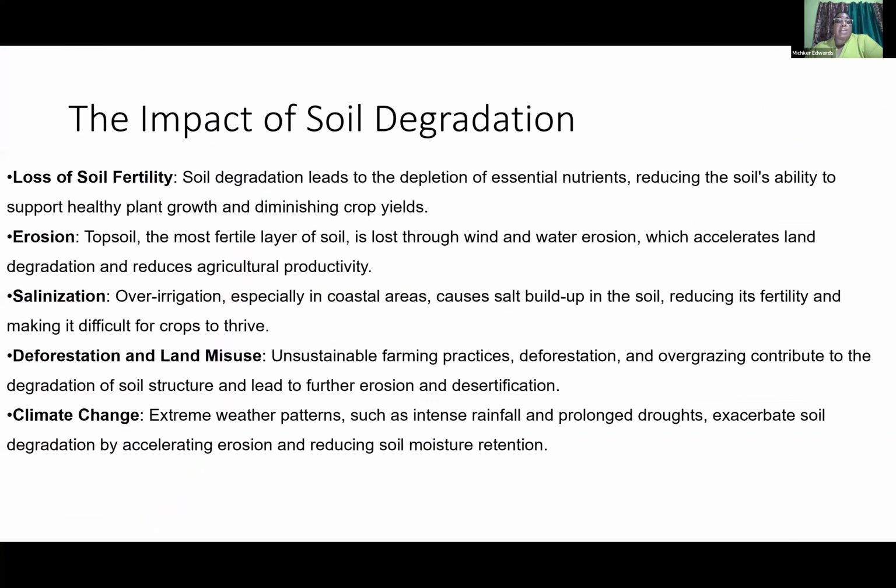So the impact of soil degradation: loss of soil fertility. Soil degradation leads to the depletion of essential nutrients in the soil, reducing the soil's ability to support a healthy growing plant. So sometimes you're growing plants and you realize it's stunted, this isn't working. I urge you to do soil tests or look at the color of your soil. And as I said, we'll explain in depth below, right? Erosion: the topsoil, the most fertile layer of the soil, is oftentimes washed away, right? Soil salination, especially along the coastal areas, right?